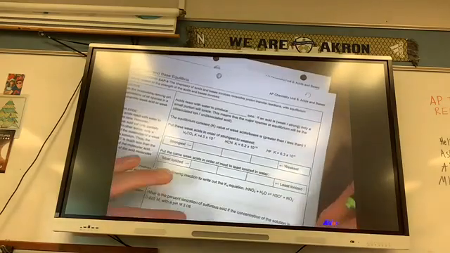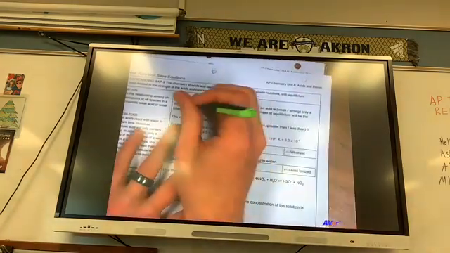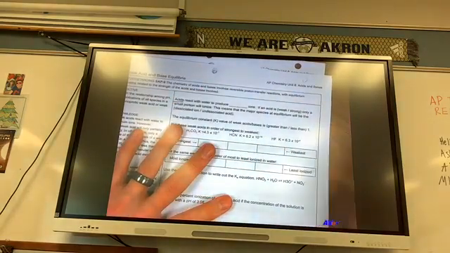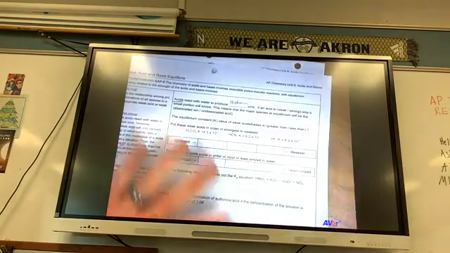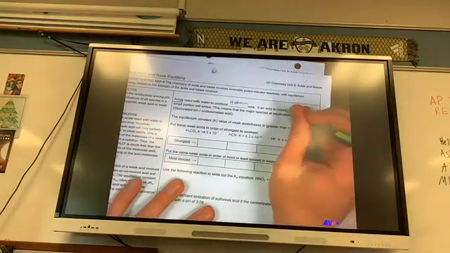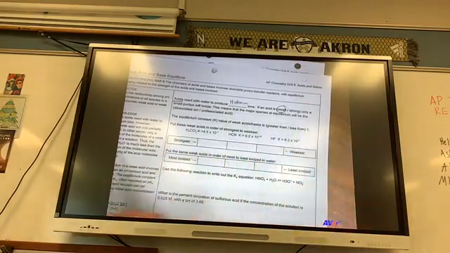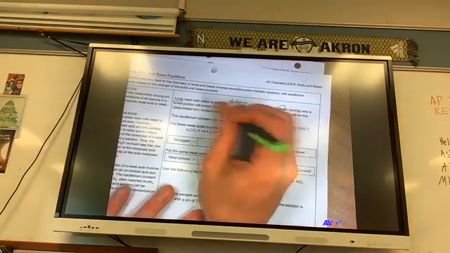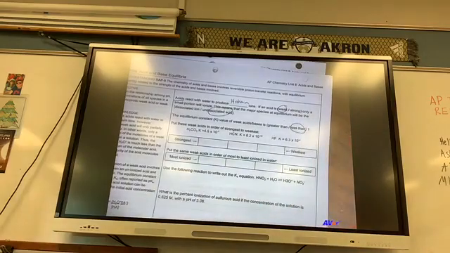Acids react with water to produce what ions? Acids make hydronium. If an acid is weak, only a small portion will ionize. This means that the major species at equilibrium will be the undissociated acid. The equilibrium constant K of a weak acid is less than 1.